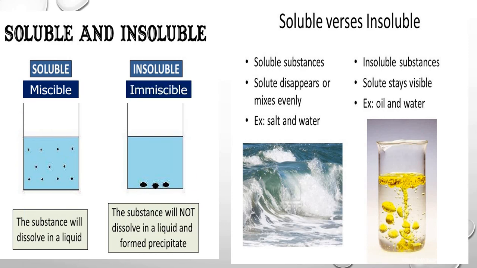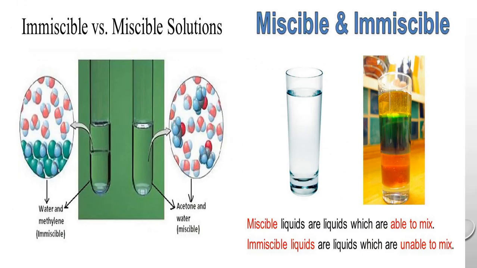Next one, though you probably have not heard of before. It's miscible and immiscible. The way I keep it straight is miscible sounds like mixable, and immiscible, anytime you put im in front of anything, it means not. Immobile, not mobile. So miscible, mixable, immiscible, not mixable. There's some vocabulary we need to know.